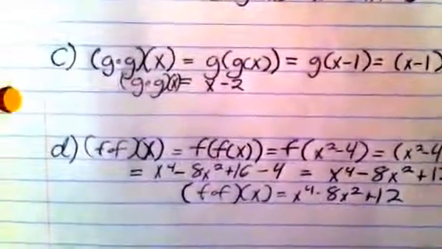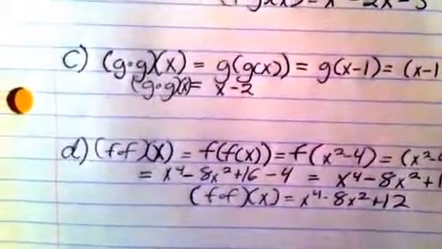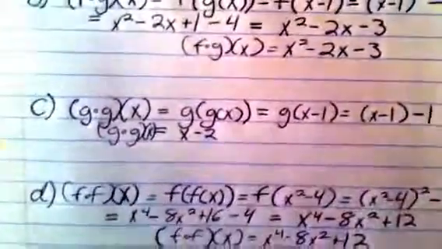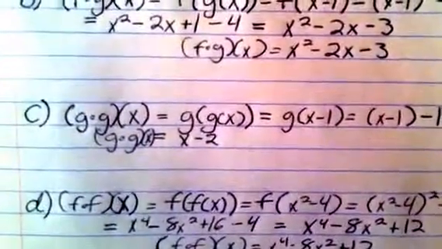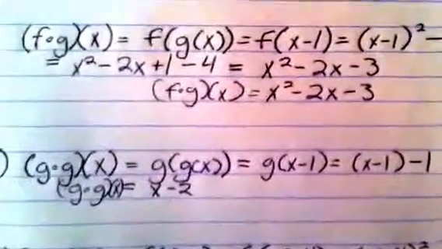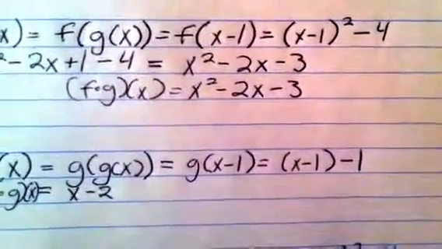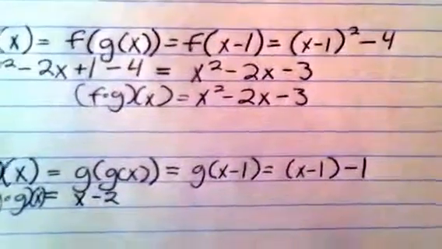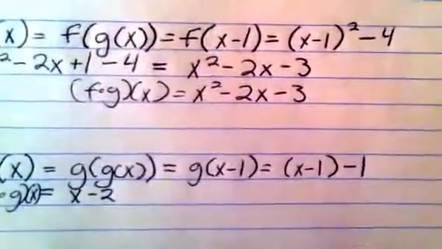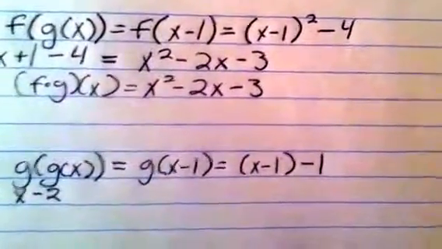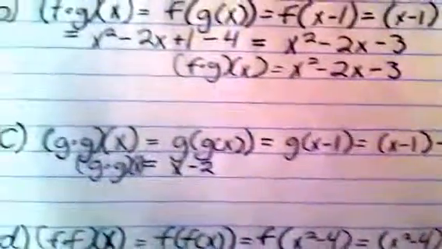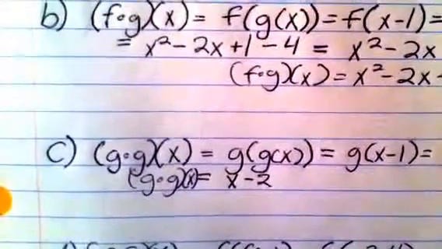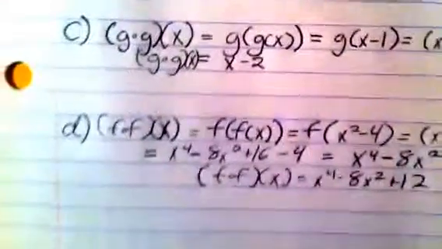In C, we have g evaluated at g of x, which is equal to g of g of x. In the parentheses, we put g of x, which is x minus 1, and then we evaluate g at x minus 1 by replacing all the x's in g with x minus 1. g is x minus 1, so the x becomes x minus 1, and then minus 1. So, by simplifying that, we end up with g evaluated at g of x equals x minus 2.